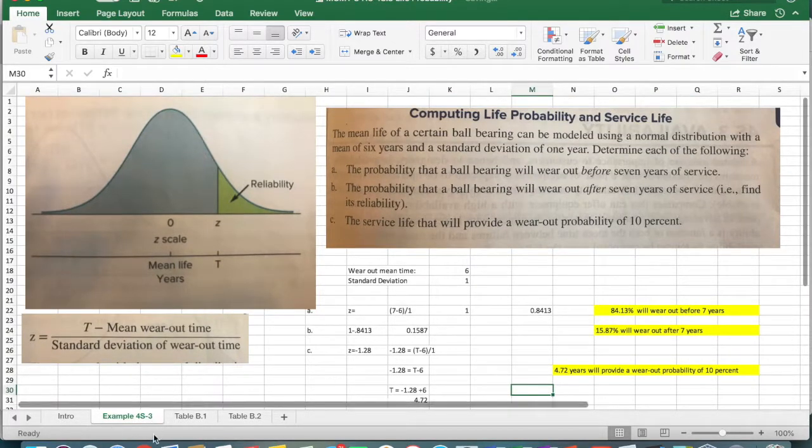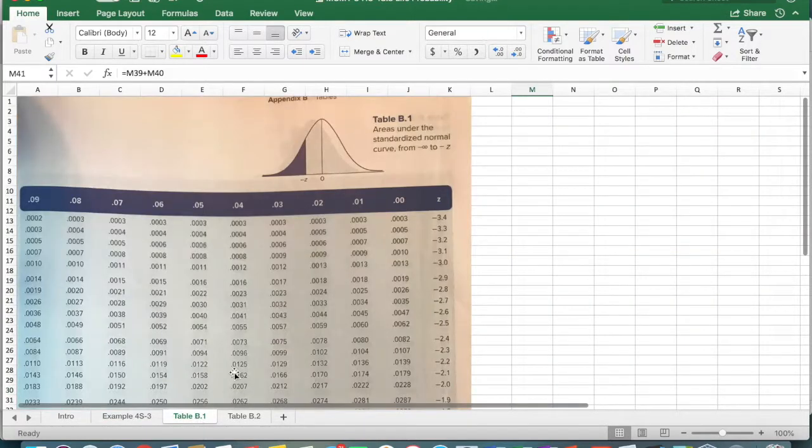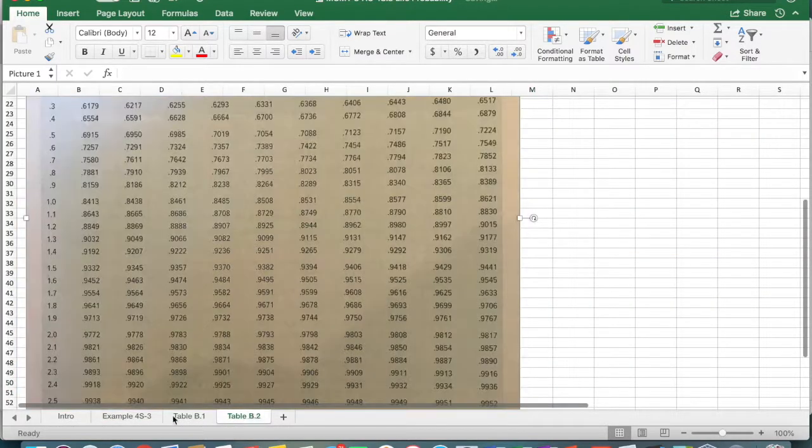So that's working through example 4S3, the focus being on how normal distribution works and how to use tables B1 and B2 in the back of your book.